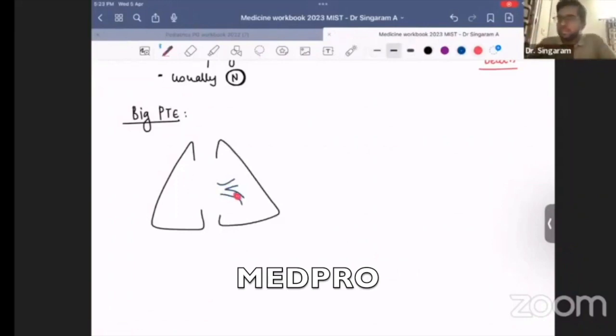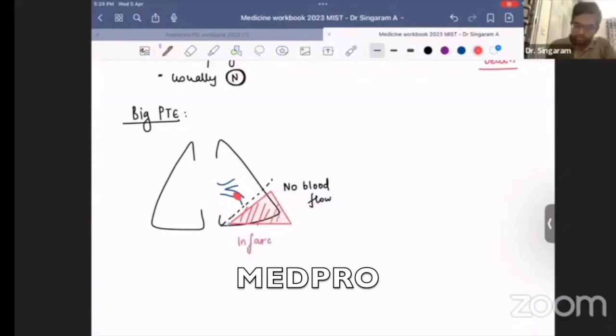Now, whenever there is a complete occlusion, what do you think will be the blood flow in the area below? This is the area supplied by the pulmonary artery. There will be no blood flow at all in the affected area. Blood is completely cut off to that area. What do we call this area? Area of infarction. So this area will undergo infarction.